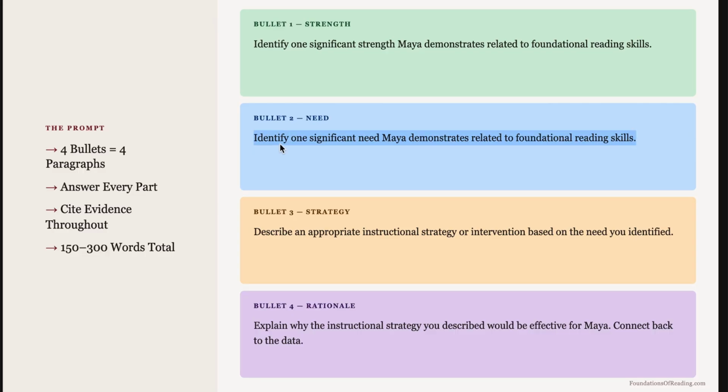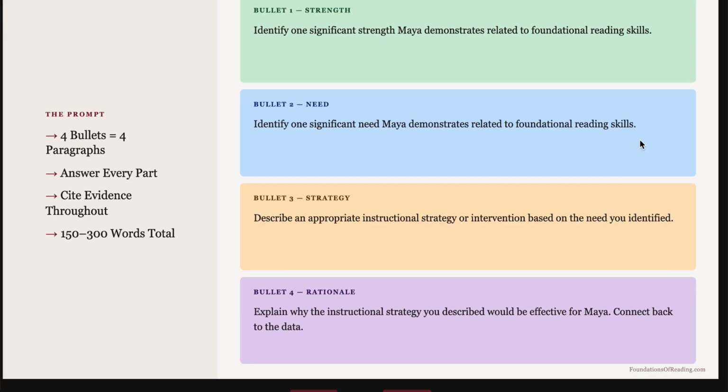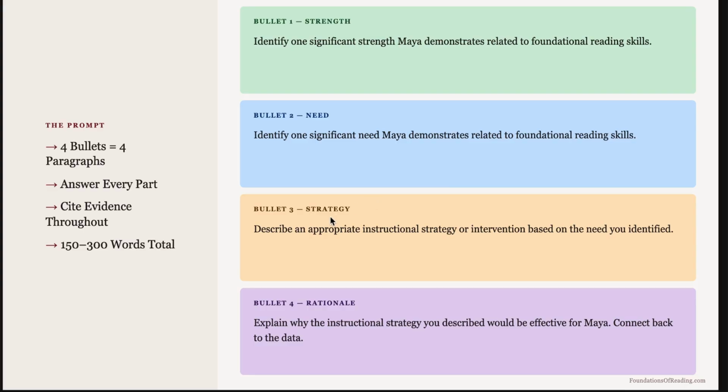So in paragraph 2, you're going to want to identify the need that the student demonstrates. And of course, make sure that it's about their reading skills, because this is an instructional strategy exam that tests your knowledge for reading skills. All right, now in the 3rd paragraph, this is all about the strategy, and in this paragraph you are going to describe an appropriate instructional strategy that would be used in order to supplement or fill in the gap that the student has shown a need of.